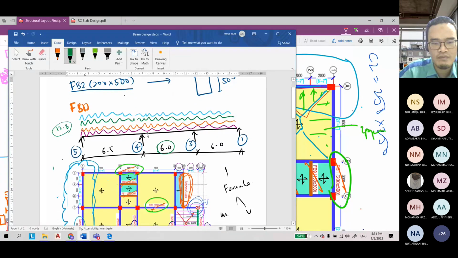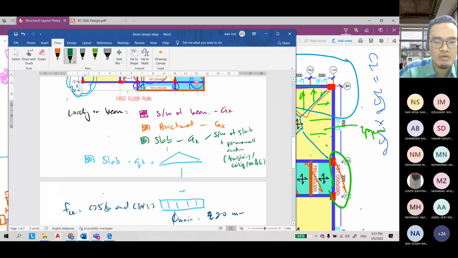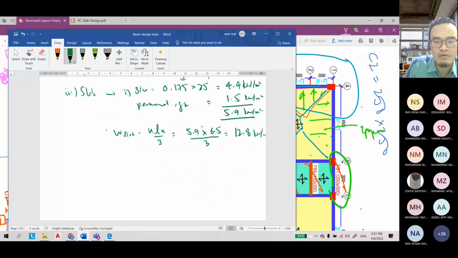If you use it for the span number 3 to span number 4, the Lx is 6.0. So here Lx should be 6.0. What if I change this one to 6.0? Can you help me? 11.8. So it is not much, not so significant. So I just choose this value.